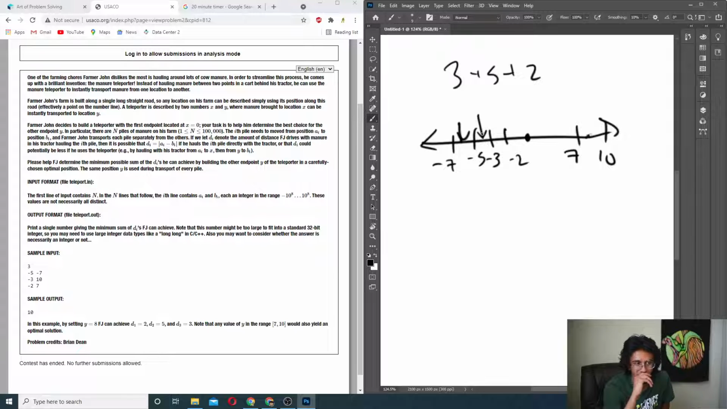I guess we could think of it as the teleporter only matters to the cows that are going from left to right over it, or from right to left over 0, right? You can't go backwards, right? You can't go from Y to X. Yeah, okay.